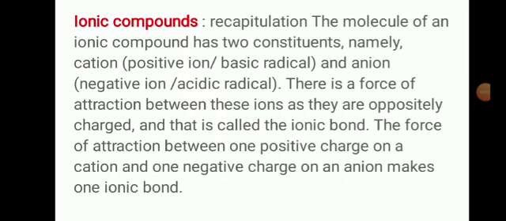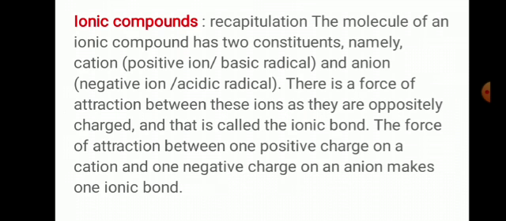Let us study ionic compounds. The molecule of an ionic compound has two constituents, namely cation and anion. There is a force of attraction between these ions as they are oppositely charged, and that is called ionic bond. The force of attraction between one positive charge on a cation and one negative charge on an anion makes one ionic bond. Ionic compounds mainly consist of two constituents, namely cation and anion.